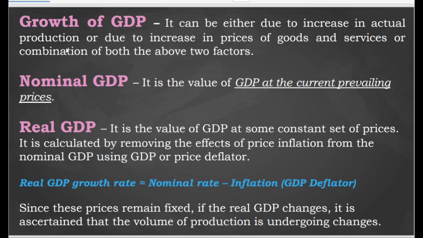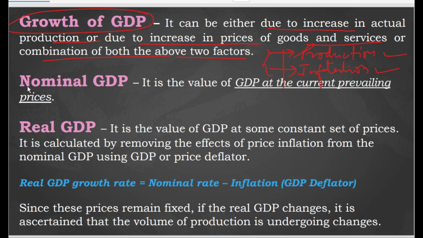Now the next concept is growth of GDP. It can be due to an increase in actual production, or due to an increase in the price of goods and services, or a combination of both of the above two factors, right? So it can come from both sides: one is the production side, and second is inflation. GDP growth can be by either factor, or it may be a combination of both.